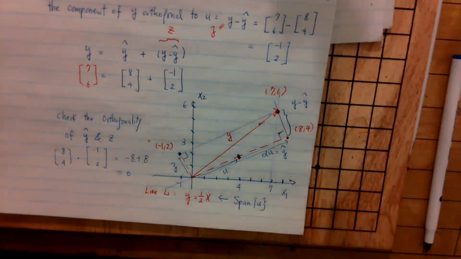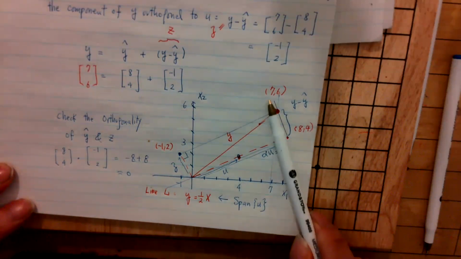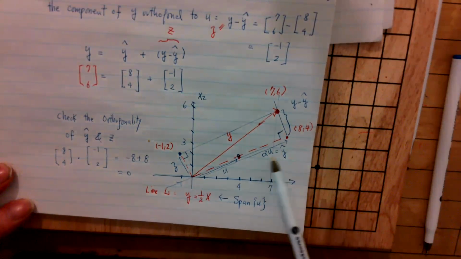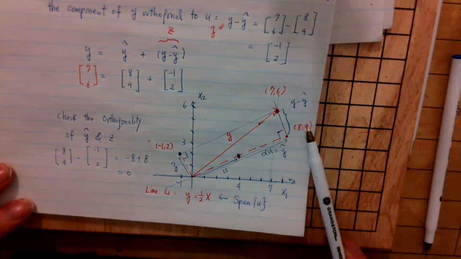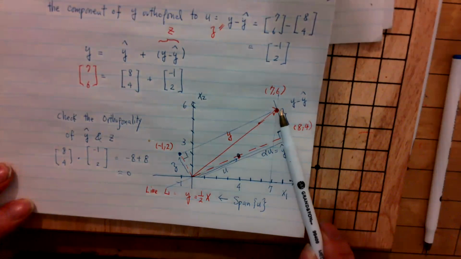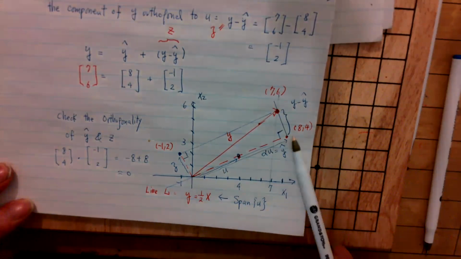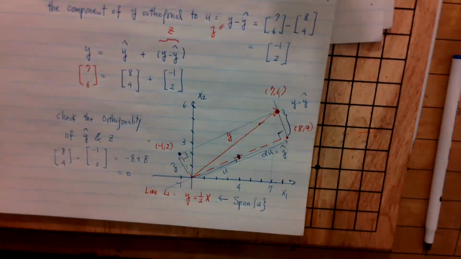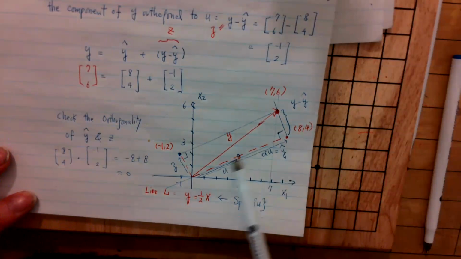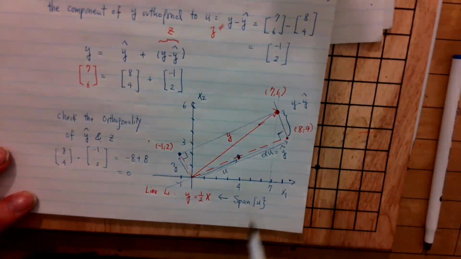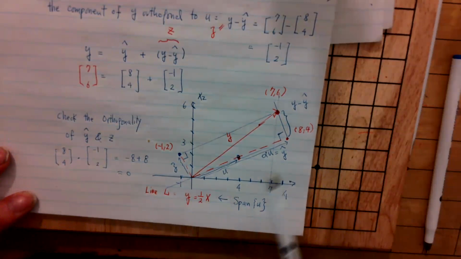Okay? So let's look at the picture. Y is (7, 6). From here to here is (7, 6). I decompose it into Y hat, which is alpha U, (8, 4), plus this part, (-1, 2). So Y hat plus Z gives (7, 6). This vector is perpendicular to this vector. Okay? Done. And the span U is a subspace which goes through the origin, (0, 0). It's span U, and that line is y equal to 1/2 x.